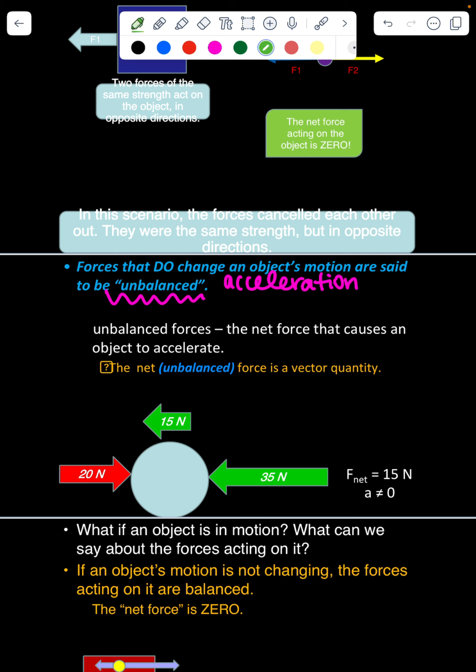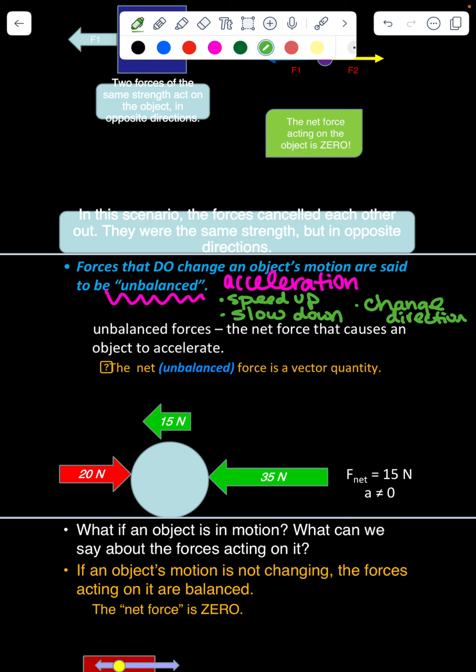Now, we have to remember that there are three ways that we can have acceleration. So we can be speeding up, we can slow down, or we can change direction. If we have any of those three things happening, we know that we have acceleration. And if we have acceleration, that tells us that our forces are not balanced.